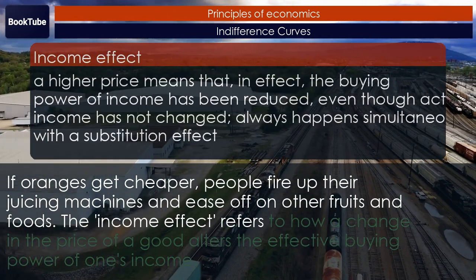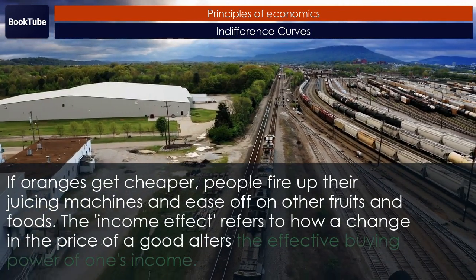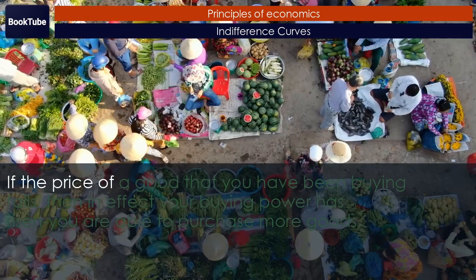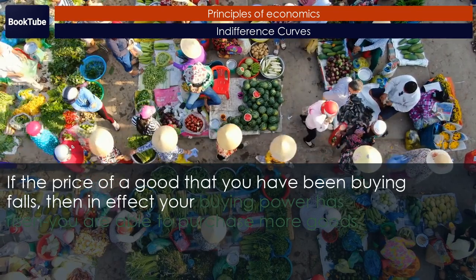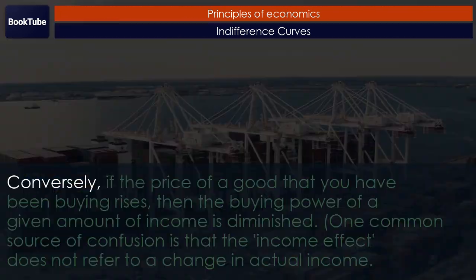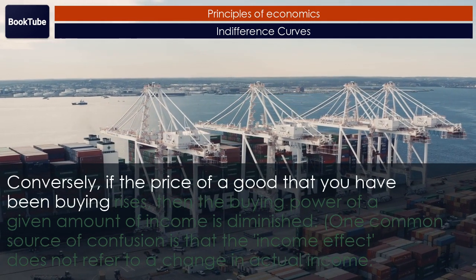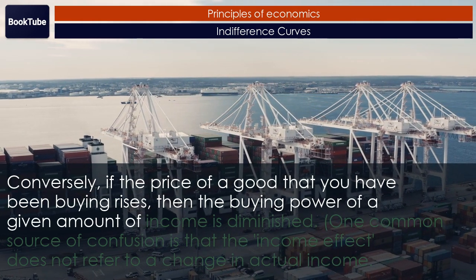The income effect refers to how a change in the price of a good alters the effective buying power of one's income. If the price of a good that you have been buying falls, then in effect your buying power has risen, and you are able to purchase more goods. Conversely, if the price of a good that you have been buying rises, then the buying power of a given amount of income is diminished.